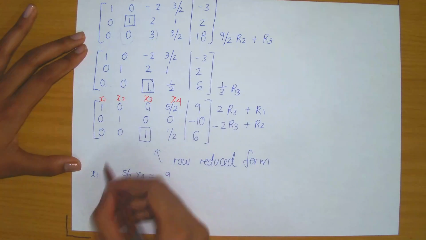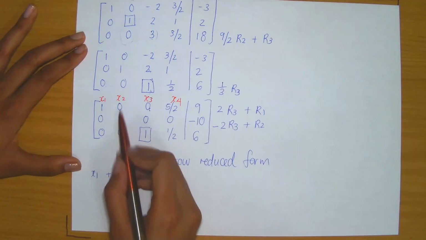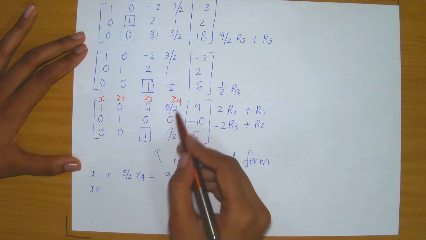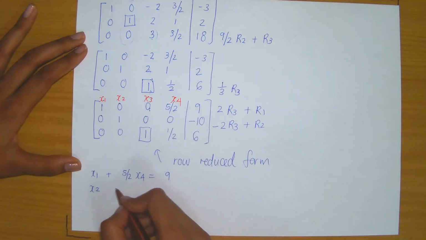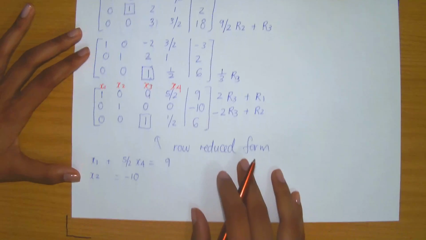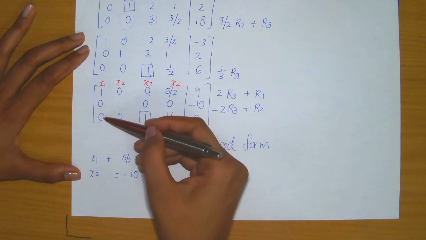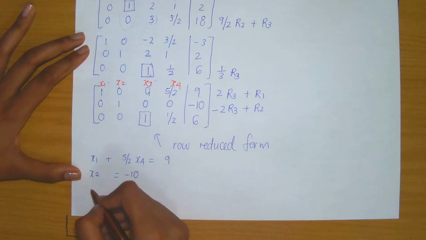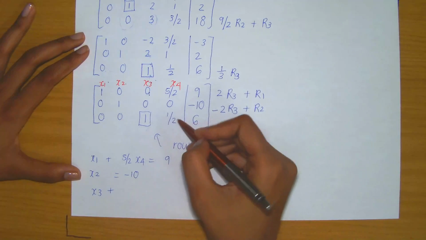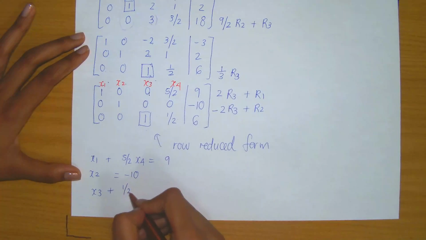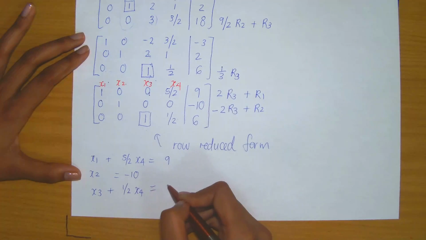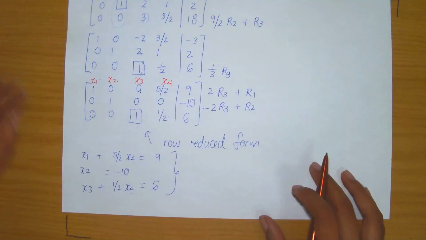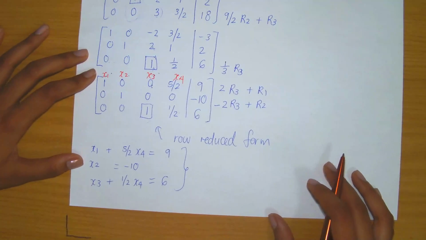The second row tells me that 0 times x1 plus 1 times x2 plus 0 times x3 plus 0 times x4 equals negative 10. And the third row tells me that 0 times x1 plus 0 times x2 plus 1 times x3 plus a half times x4 equals positive 6. So this is the system of equations that we now have, which describes the solution.